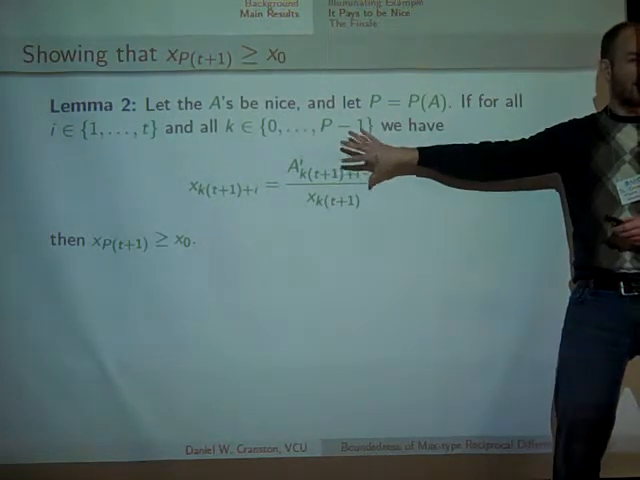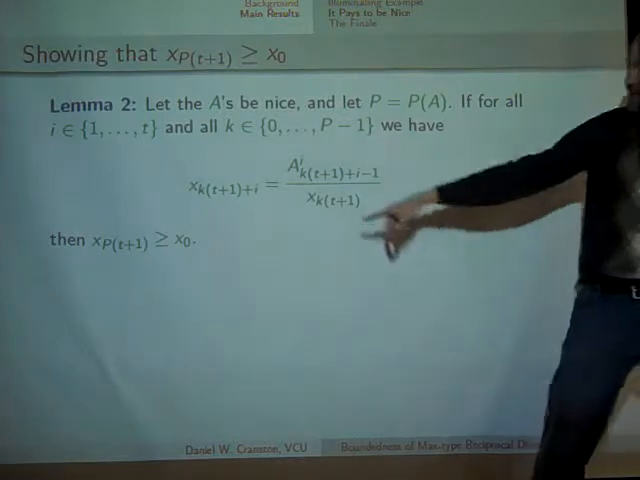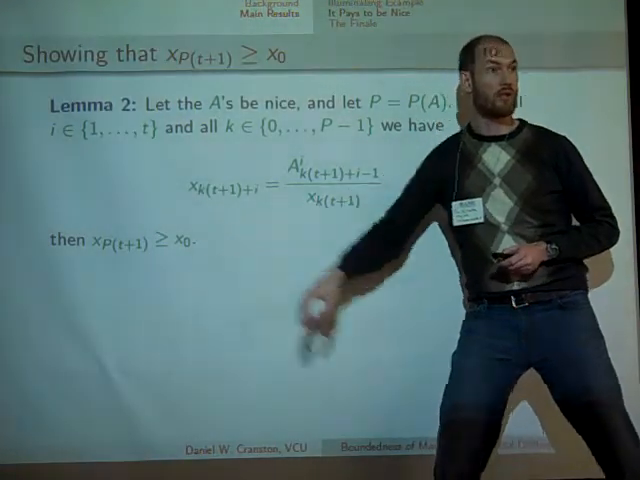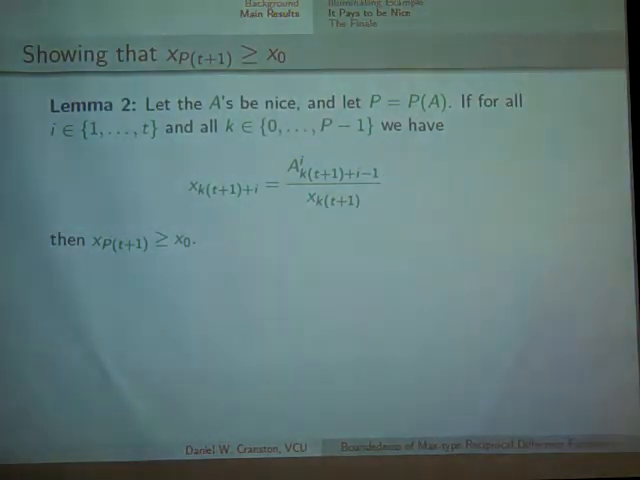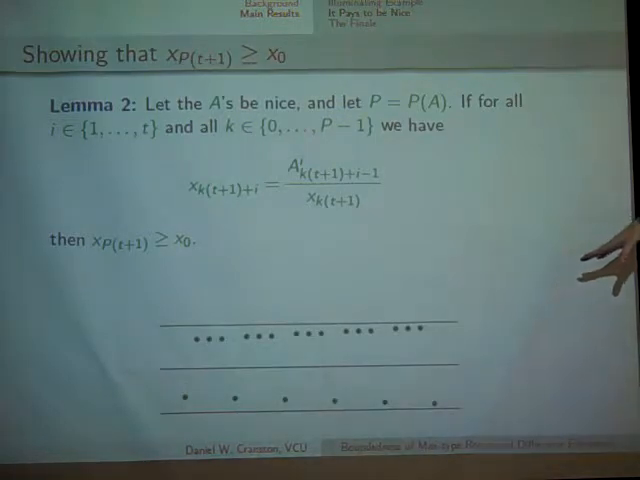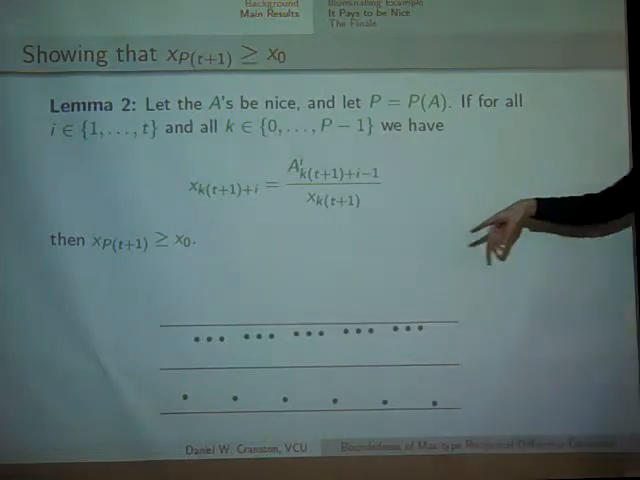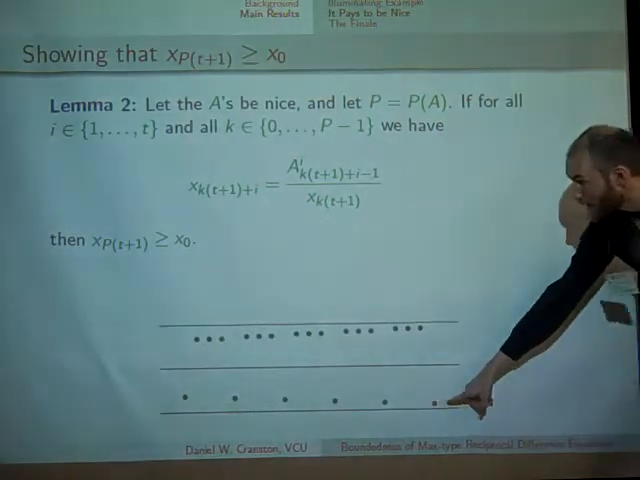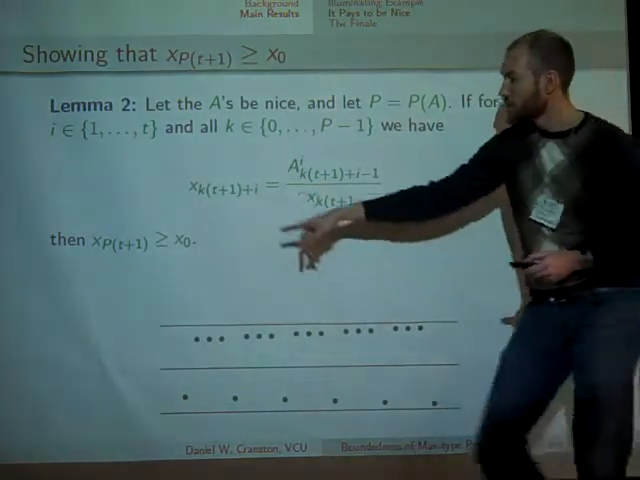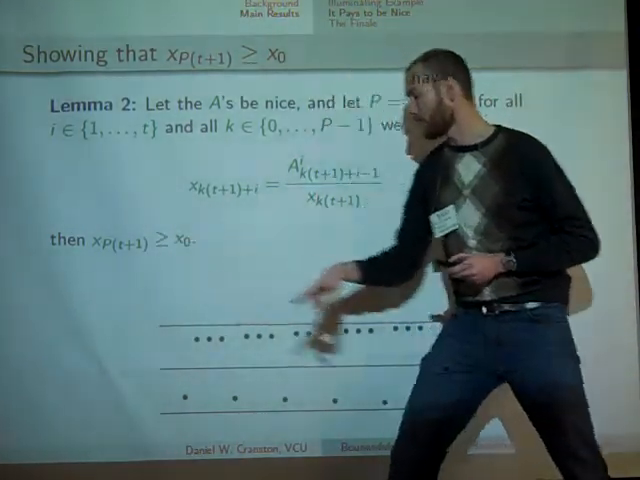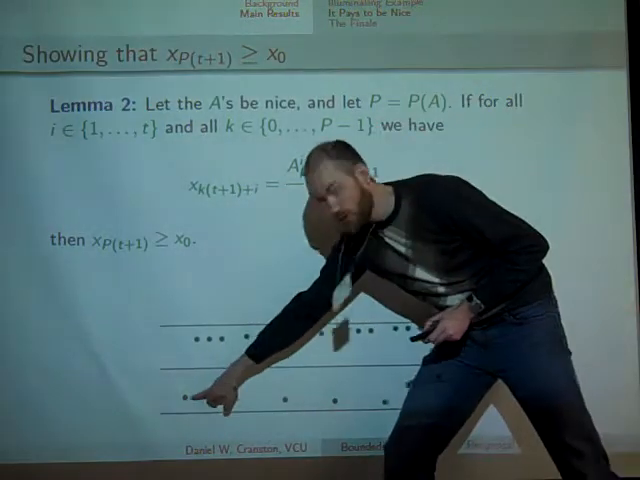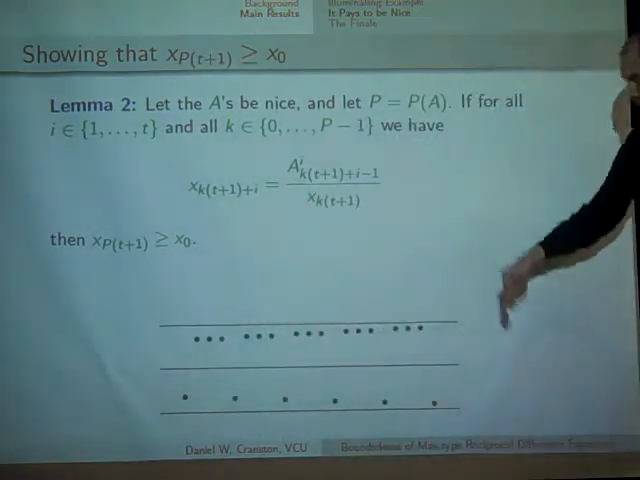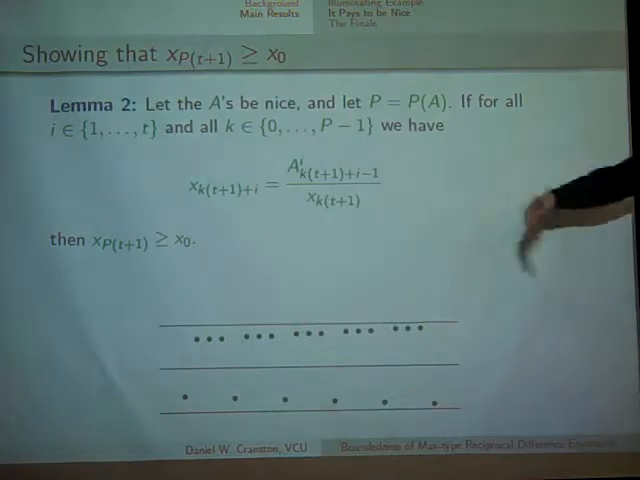And then you put this in as the hypothesis of the second lemma, and you're going to get this out as the conclusion. Okay? So let's jump to the picture. This is the picture we had coming from the first lemma, right? And what is this saying? This is saying that x_{pt+1}, this dot way back here, is greater than or equal to x0, which is this dot here. Okay? So we rolled back that many times.